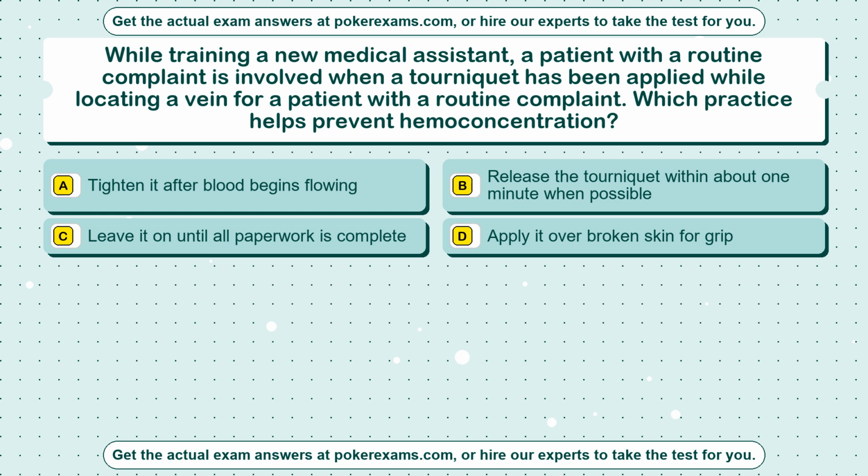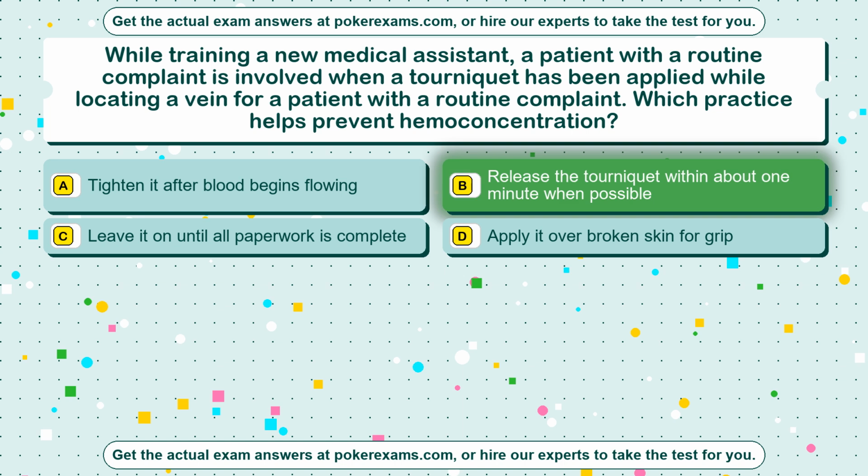Question 21. While training a new medical assistant, a patient with a routine complaint is involved when a tourniquet has been applied while locating a vein. Which practice helps prevent hemoconcentration? Option A, tighten it after blood begins flowing. Option B, release the tourniquet within about 1 minute when possible. Option C, leave it on until all paperwork is complete. Option D, apply it over broken skin for grip.